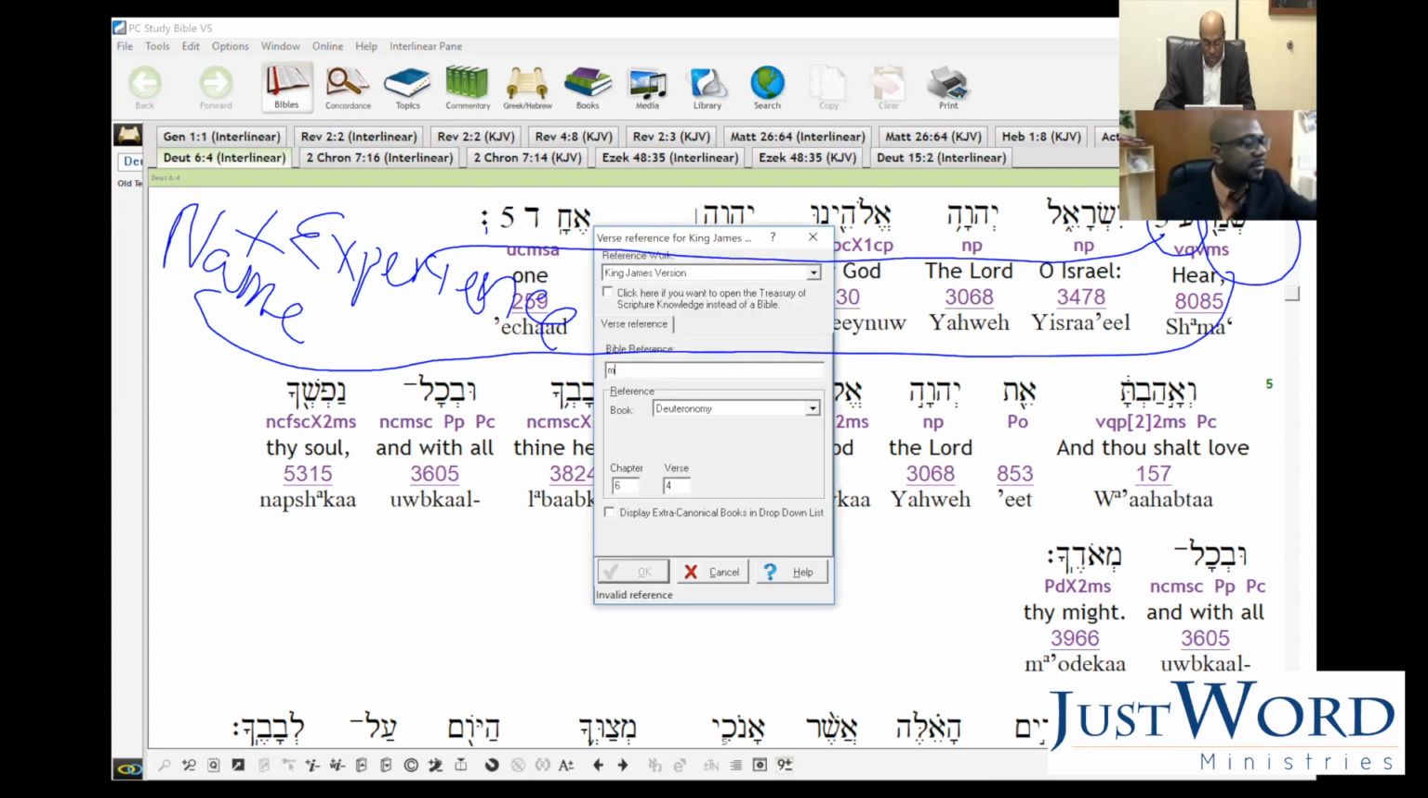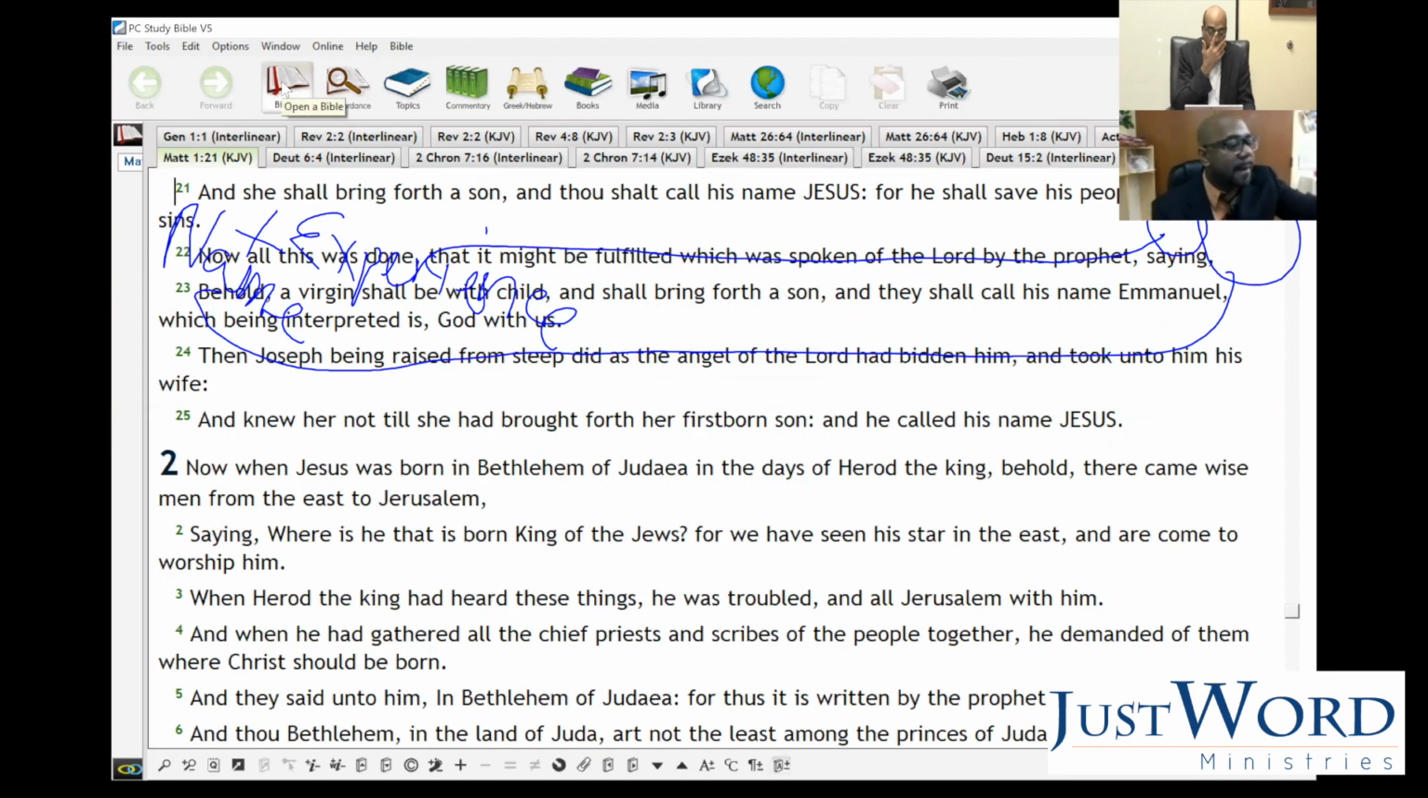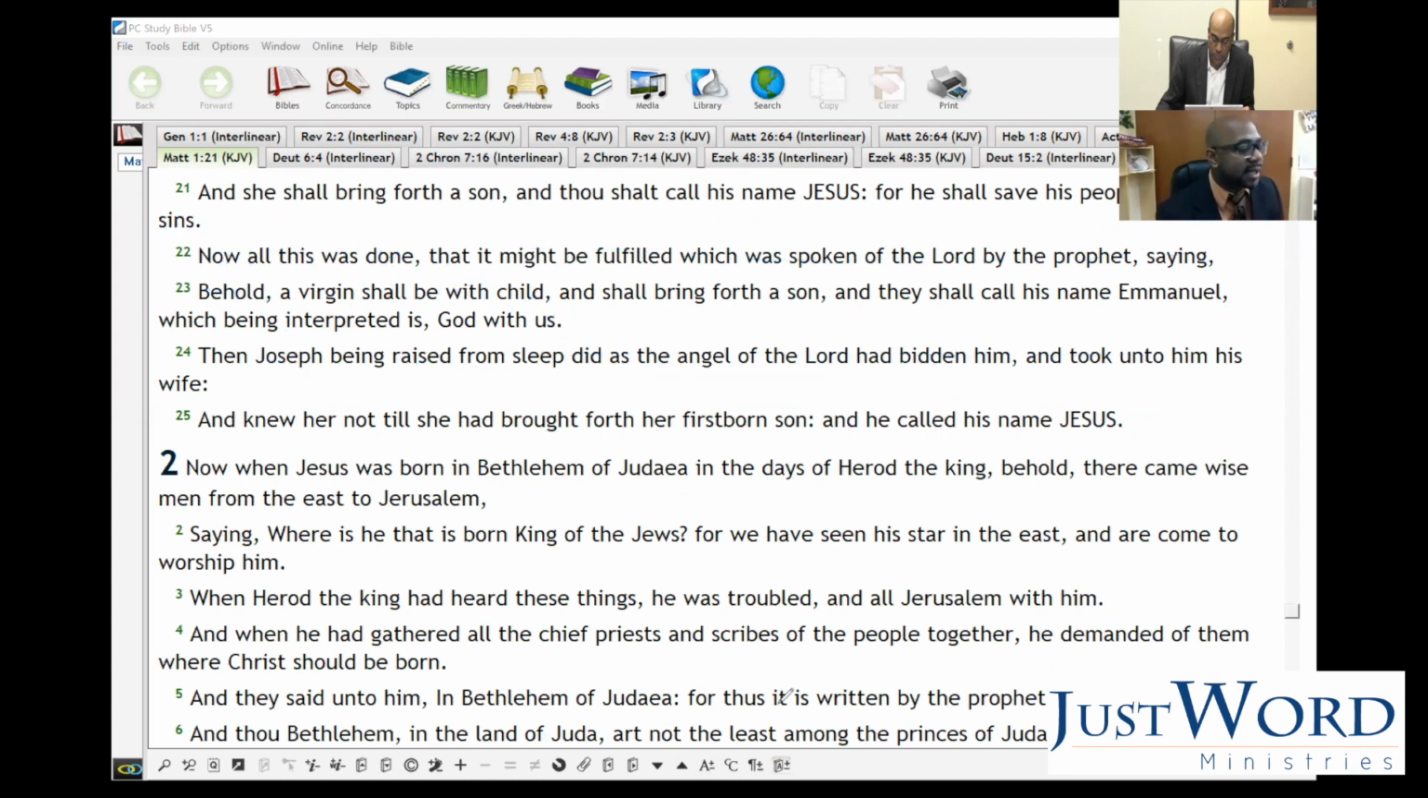Let's go back very quickly to the book of Matthew. Terry, I want you to go there with me. And I'm going to ask you, my brother, to read Matthew 1, verse 21. "And she shall bring forth a son, and thou shalt call his name Jesus, for he shall save his people from their sins." Okay. I would be remiss to talk to you about the name of Jesus and not talk to you about the name of Jesus saving you from your sins.